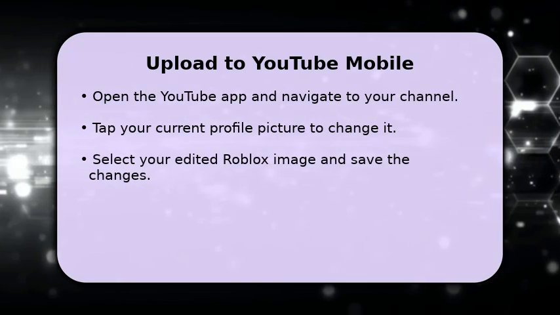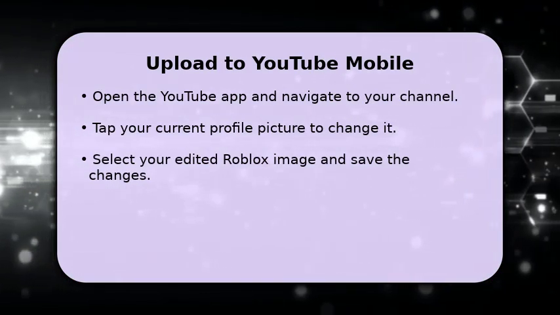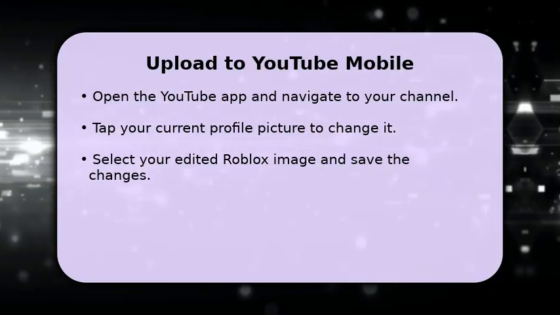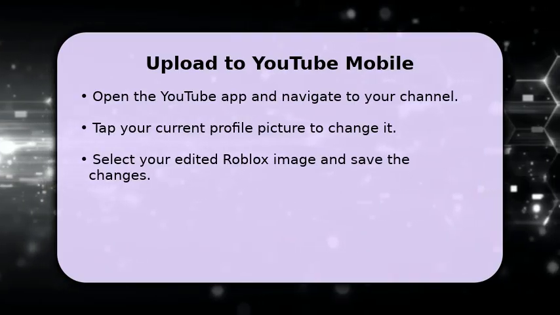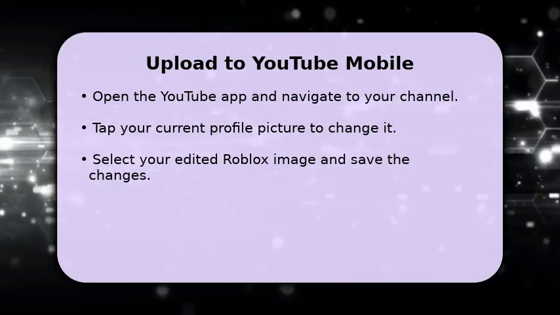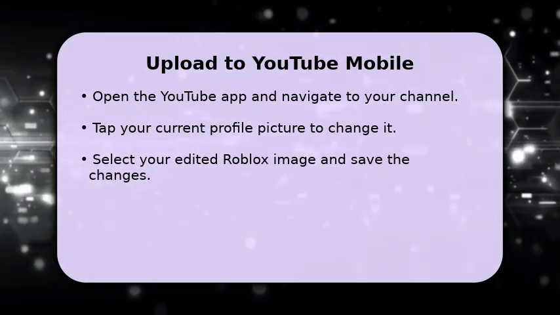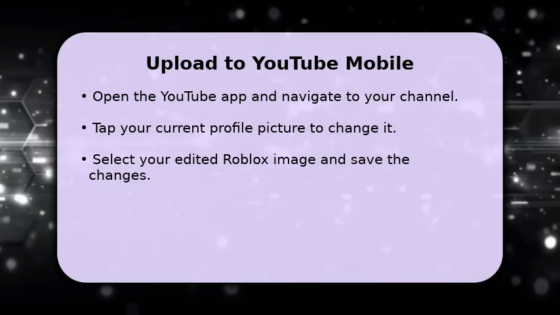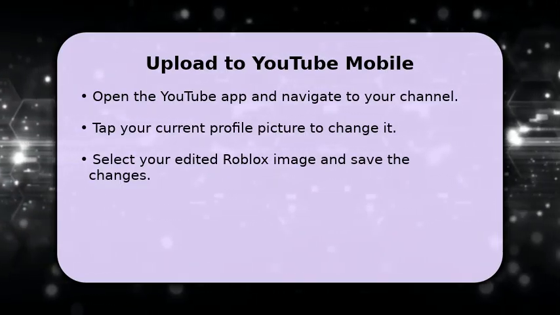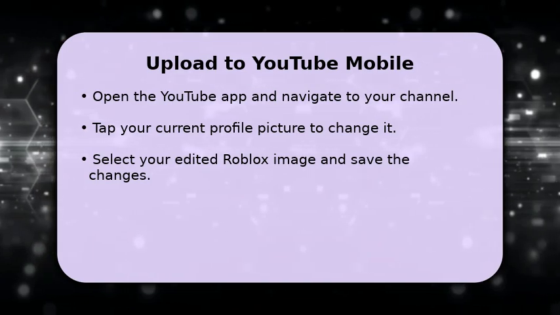Finally, let's get your new profile picture onto YouTube. Open the YouTube app on your mobile device and go to your channel page. Tap on your existing profile picture, then choose the option to change it. Select your beautifully edited Roblox image from your gallery. Position it within the circular frame, ensuring your avatar is centered, and then save your changes. Your new PFP will be live in moments.